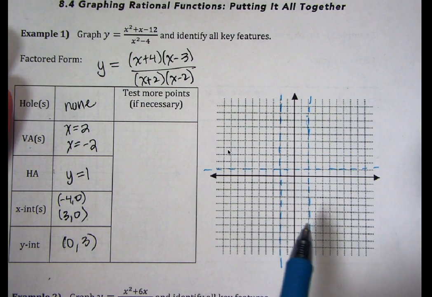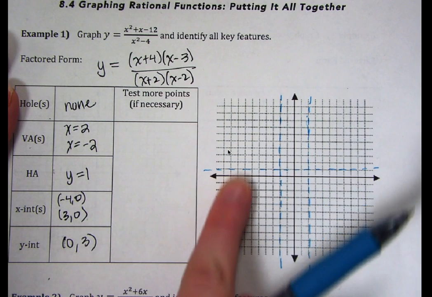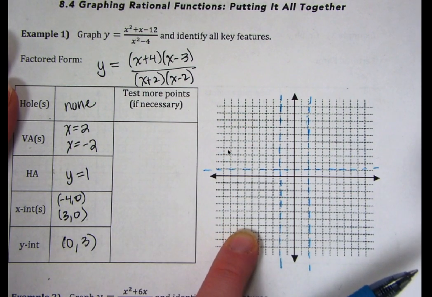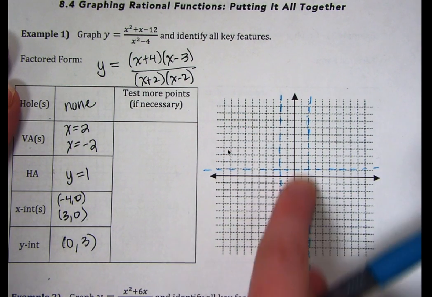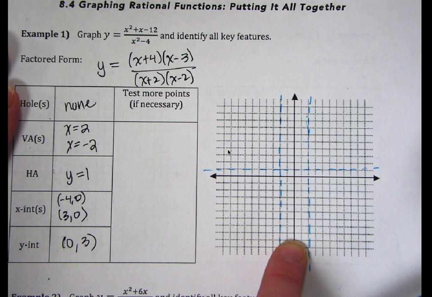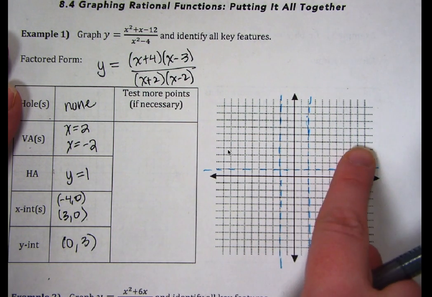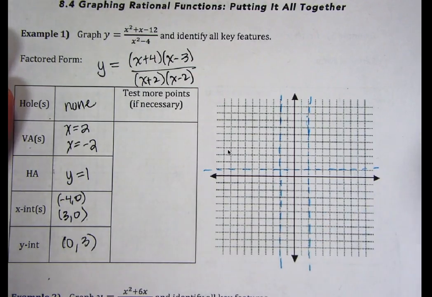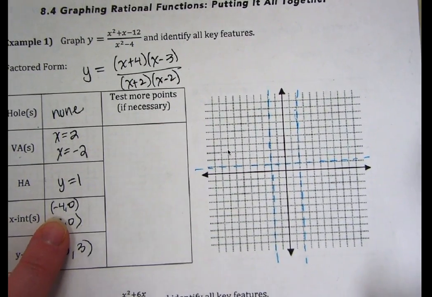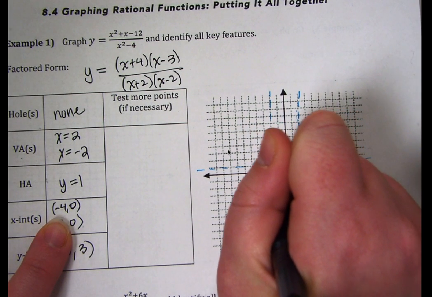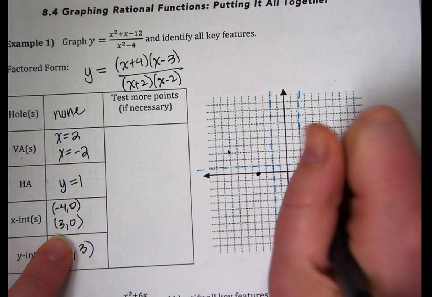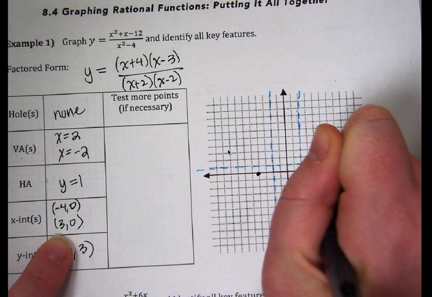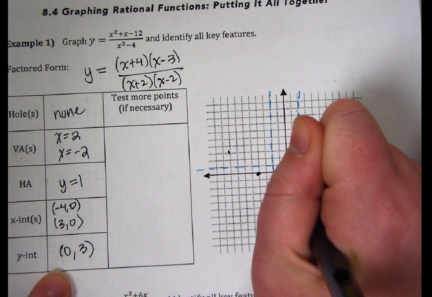And I know that I'm going to have a piece of my graph on the left-hand side of x equals negative 2. I'm going to have a piece of my graph in between the two vertical asymptotes, and then I'm going to have a piece of my graph somewhere on the right-hand side. Okay. For our x-intercepts, we know negative 4, we know 3, then we know our y-intercept of 3.